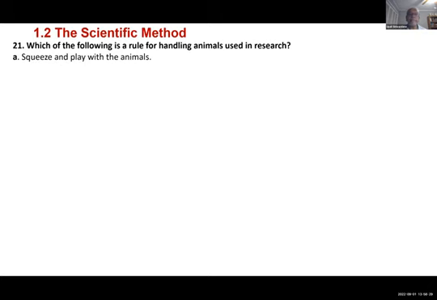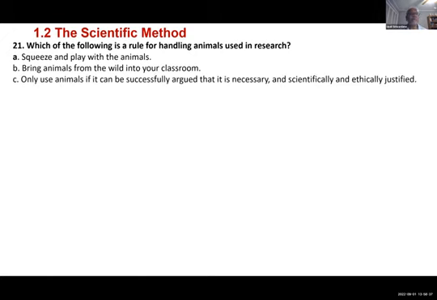Squeeze and play with animals? I don't think so. Bring animals from the wild into the classroom? That's not a rule. Only use animals if it can be successfully argued that it is necessary, scientifically and ethically. Is the answer C? Yes. Only handle animals that are dead? We cannot do experiments with only dead animals.